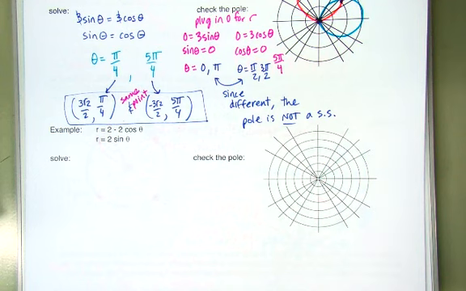Okay. What's the first one? 2 minus 2 cosine. Cardioid.